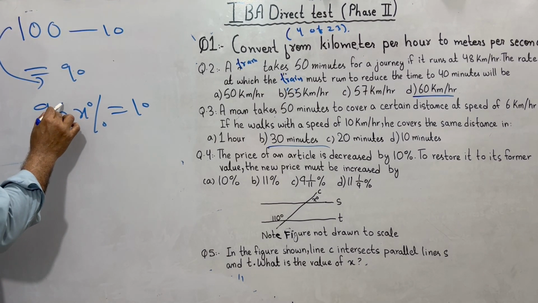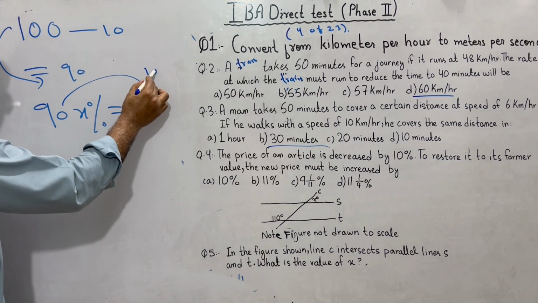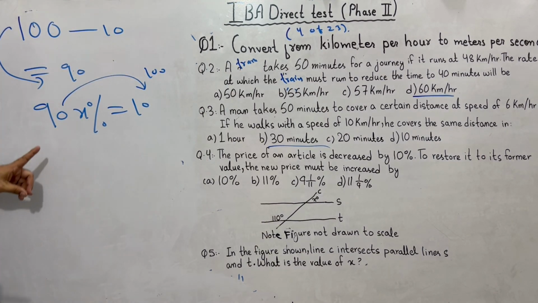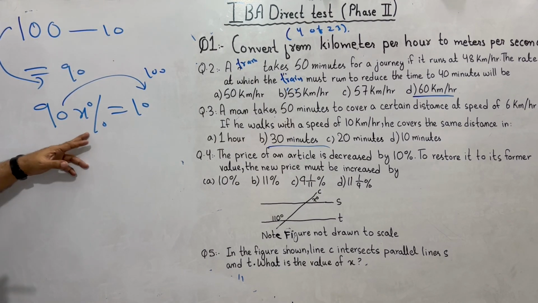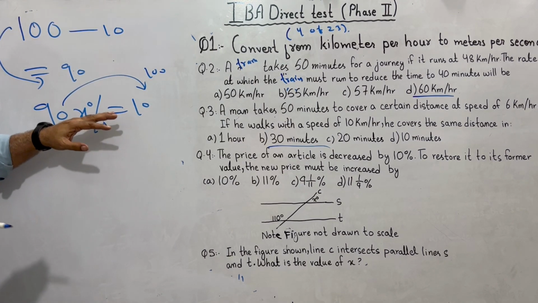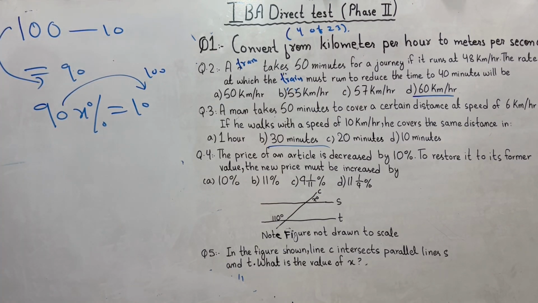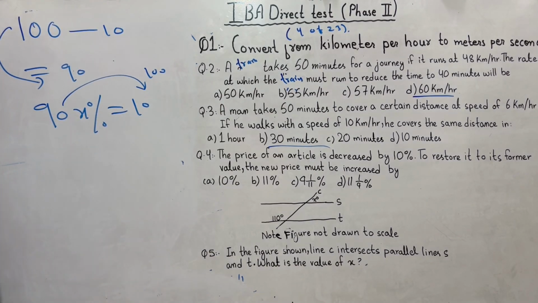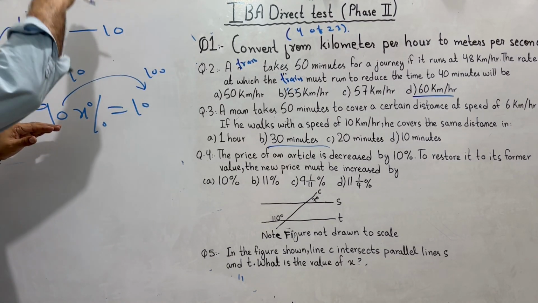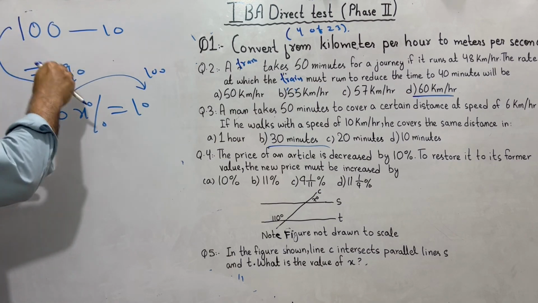From 90 again we have to restore to 100. What is the percent of 90? That is equal to 110. What is the percentage of 90? That is equal to 10. That is restored in that 90 to get 100 again. Means what percent of simply 90 is 10? Because we have to add 10 in this 90.